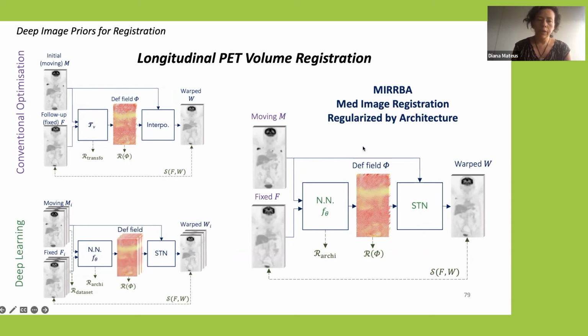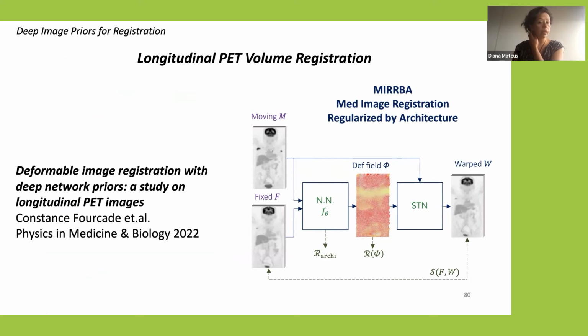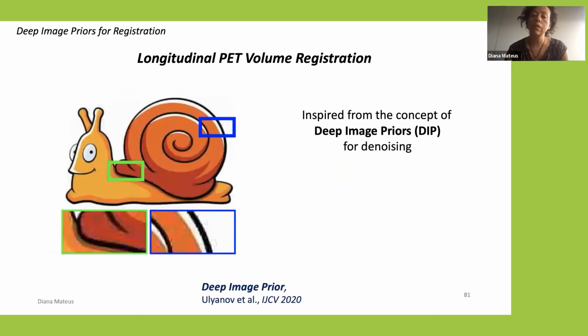So why do this? We didn't come up with this idea just like that. We are relying on a concept called deep image prior that was introduced in 2020 for denoising. Here you see, for instance, an image that has been corrupted by JPEG noise. If you look closely at this region, you might see some black or gray regions that shouldn't be there.